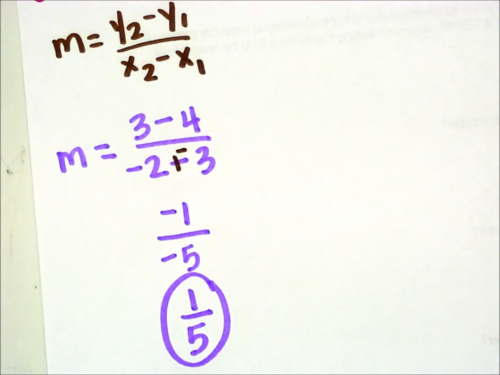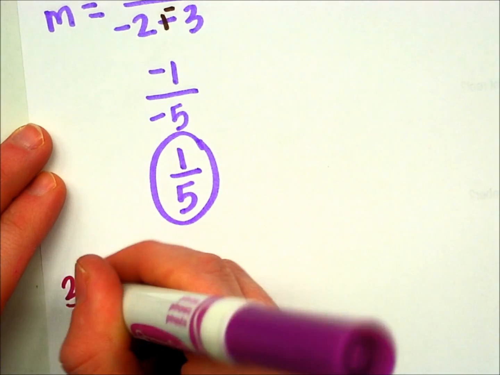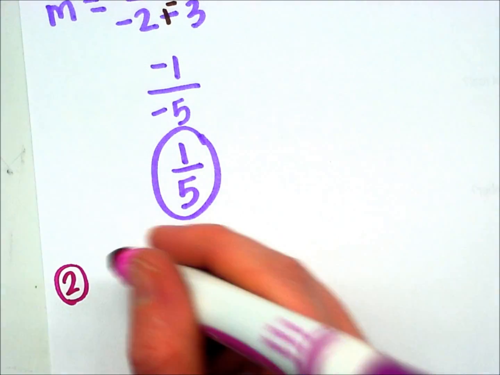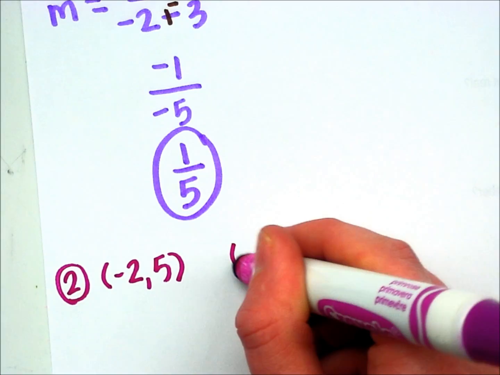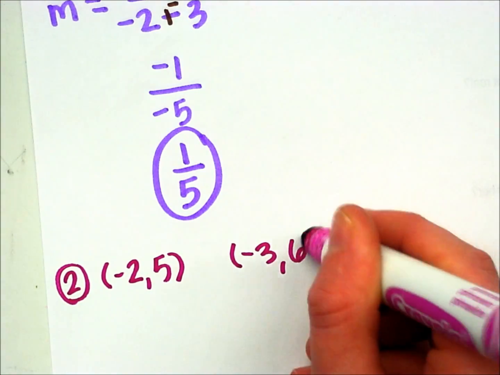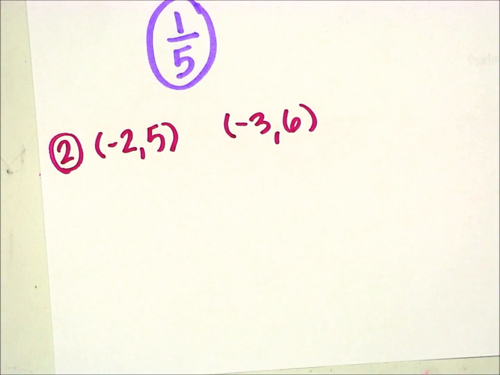Let's try another one. So number 2, our points are negative 2, 5 and negative 3, 6. So we want to find the slope of a line that goes through those 2 points. Again, we can take the long route and plot the points, draw the line through the points, make your slope triangle. You can do that, but we're practicing using the slope formula.